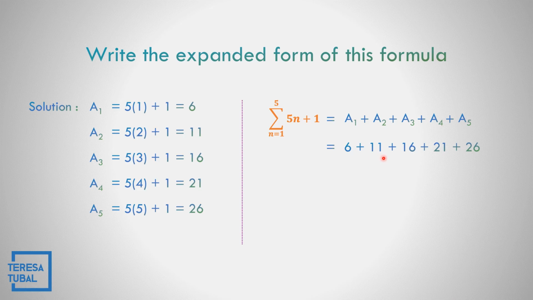6 plus 11 is equal to 17. 17 plus 16 is equal to 33. 33 plus 21, that is equal to 54. 54 plus 26, that is equal to 80. Summation of 5n plus 1, going from n equals 1 to 5. The answer is equal to 80.